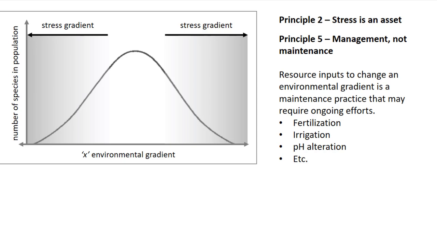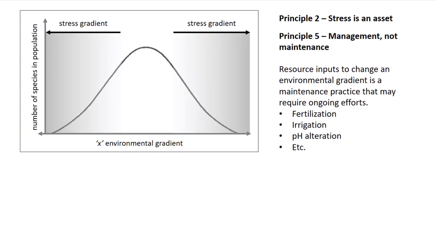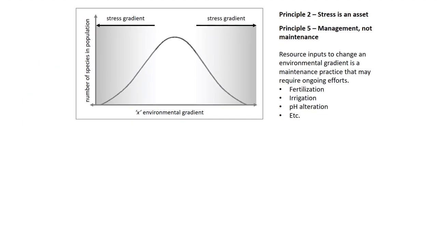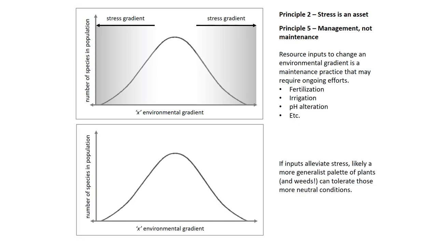So resource inputs that try to change this environmental gradient are maintenance practices, and they often require ongoing efforts. So think about this. If you have a low fertility site and you're trying to increase the fertility, you have to keep fertilizing year after year as those nutrients are used up or leached or otherwise no longer available to the plants. Same thing with irrigation or liming to change pH. They're ongoing efforts, and the more effort you have to put into that, the less sustainable your landscape is.